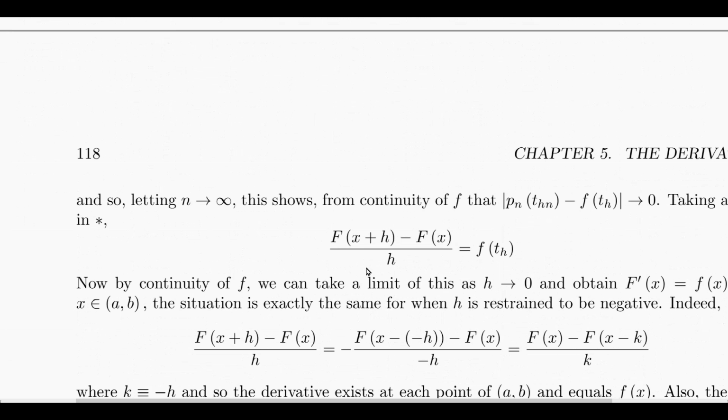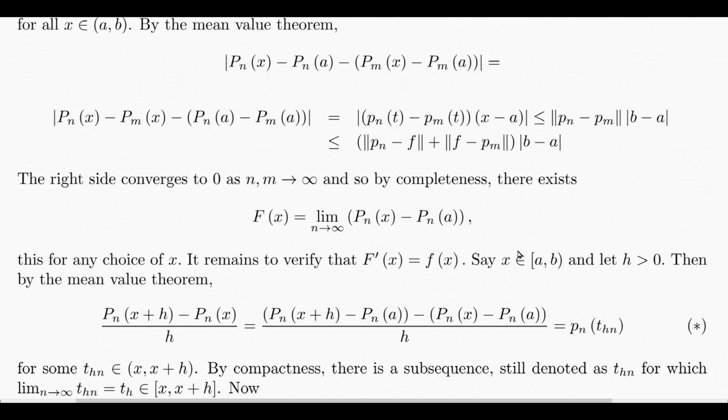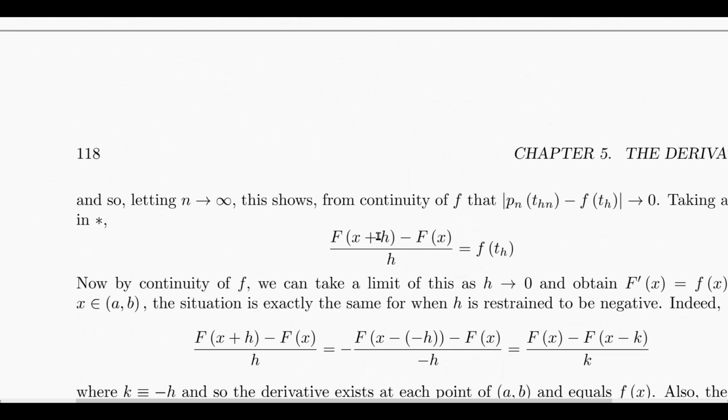So if I go up here to this expression that I have here, where is it? Right here. I can let n go to infinity, and this thing will converge to f of t sub h. This thing on the top will converge to capital F of x plus h minus capital F of x, according to this rule. So that tells me I have an expression like this.